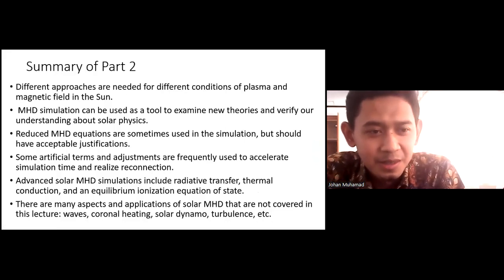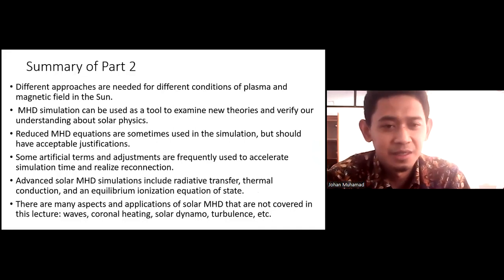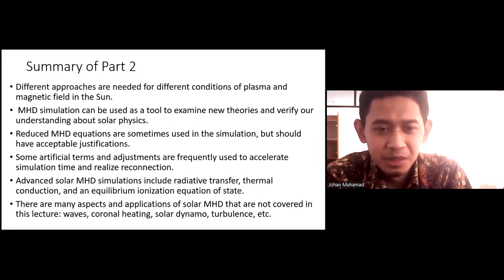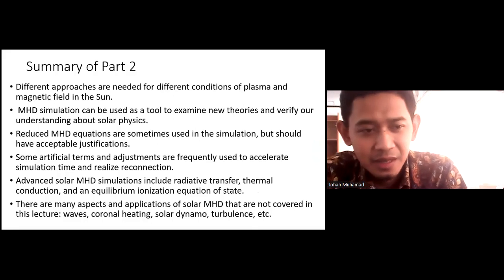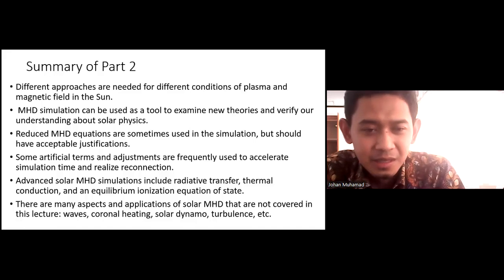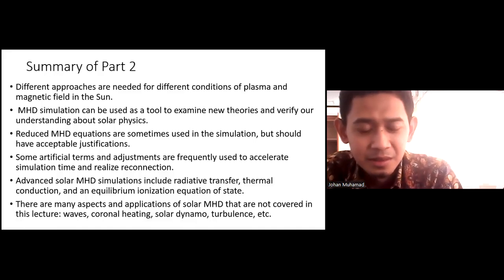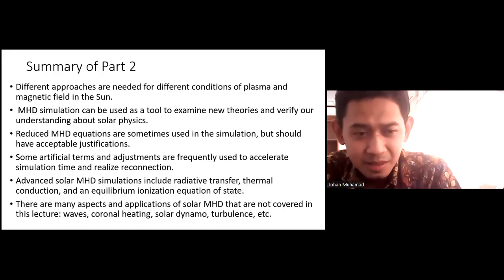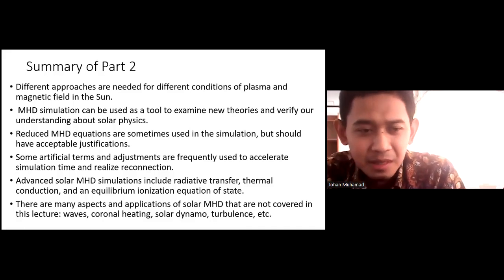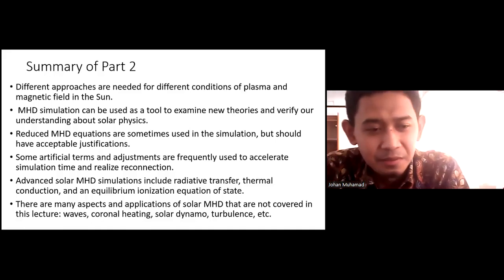Okay, so I will come to the final part of my talk. We already learned about different approaches that are needed for different conditions of plasma and magnetic fields in the sun. And we know that MHD simulation can be used as a tool to examine new theories and verify our understanding of solar physics. Reduced MHD equations are sometimes used in simulations. So we don't use all the equations. Usually people just reduce the equations to the simplest form if they want. But of course, they should also have acceptable justification for that.